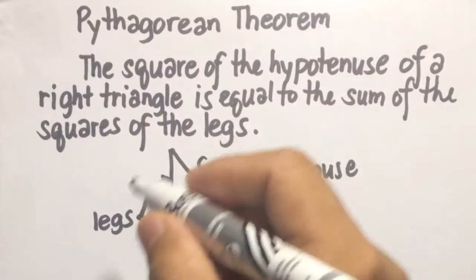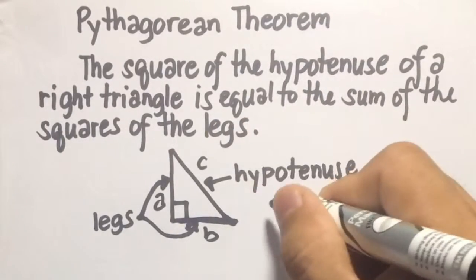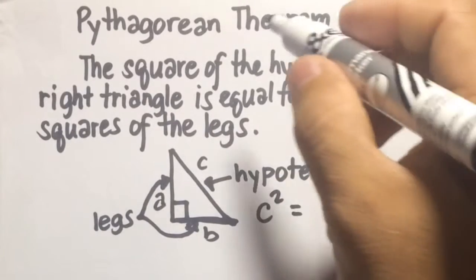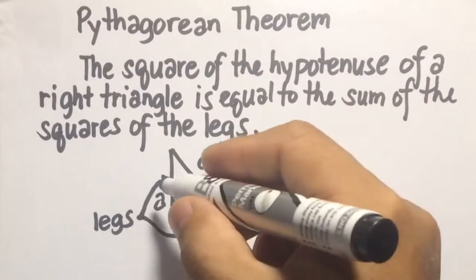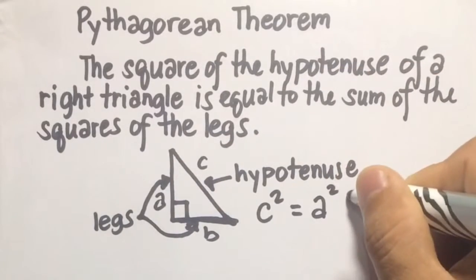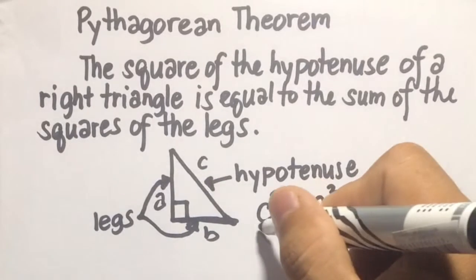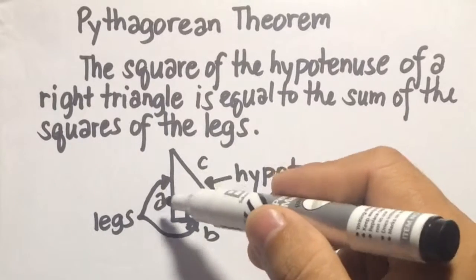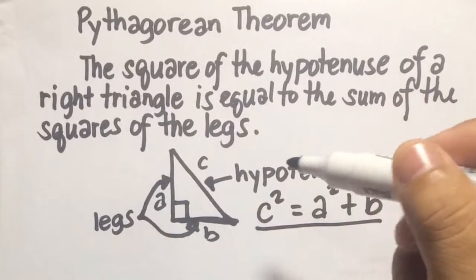Now, using the theorem, the square of the hypotenuse is C squared, which equals the sum of the squares of the legs. The legs are A and B, so we square the two and add: A squared plus B squared. Using this theorem or formula, we can find the legs and the hypotenuse based on what is asked in the given problem.